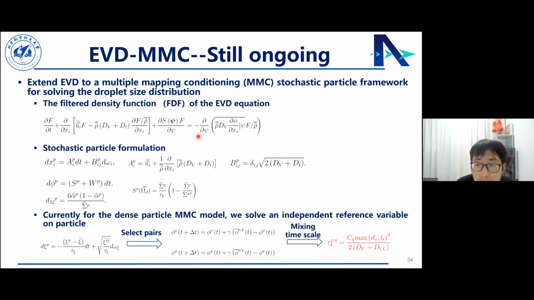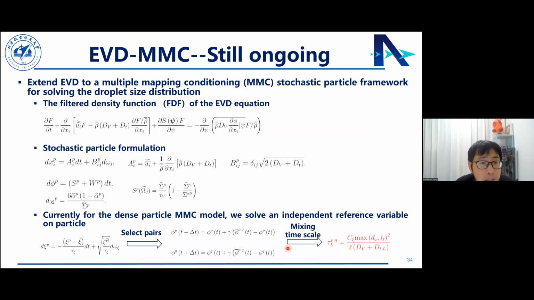We solve an independent reference variable on the particles. Based on this reference variable, we select the particle pairs and then apply the anisotropic mixing timescales to solve the mixing, to mimic the volume diffusion and also the diffusion between the two phases. And then we test it on the semi-needle spray burner ES2.